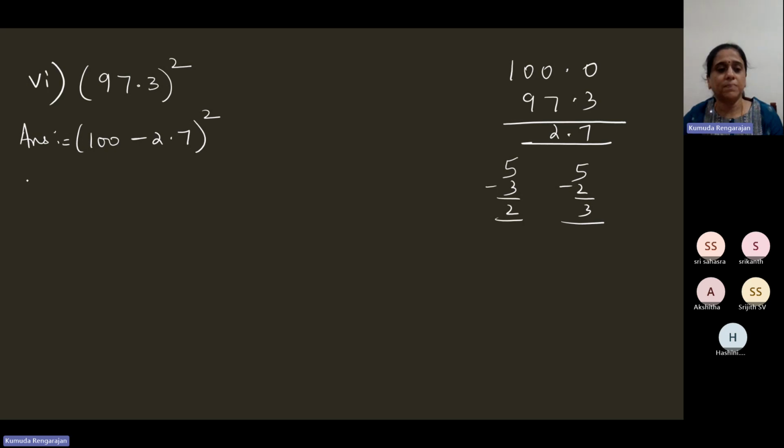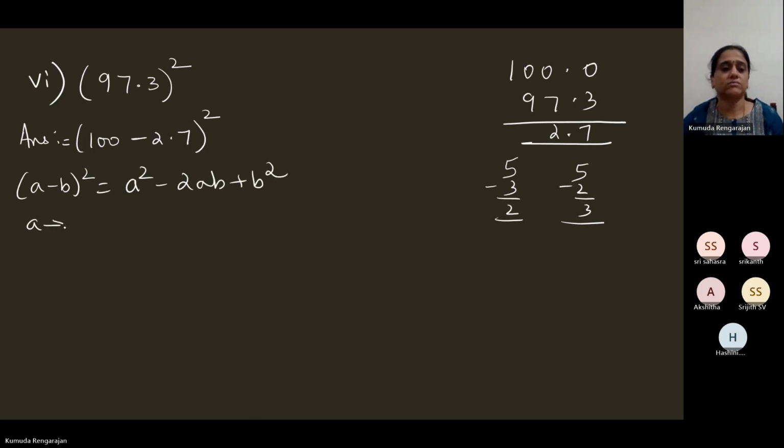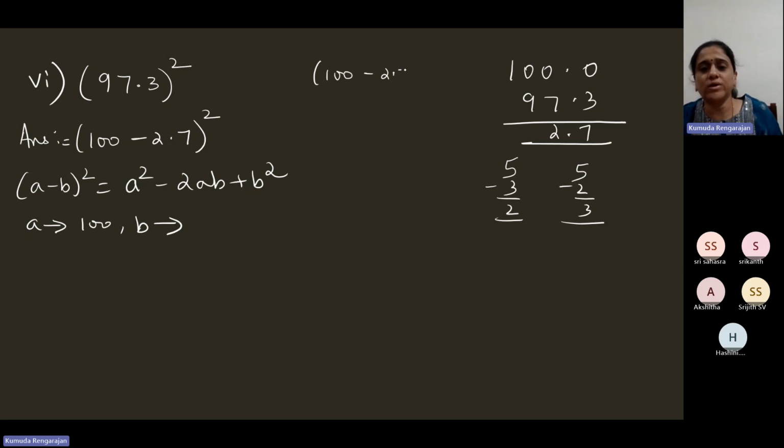So what's the identity? A minus B the whole square is equal to A squared minus 2AB plus B squared. Is B minus 2.7 or simply 2.7? Minus 2.7, ma'am. 2.7, ma'am. Okay, correct. 2.7 is correct. See here, 100 minus 2.7 the whole square.